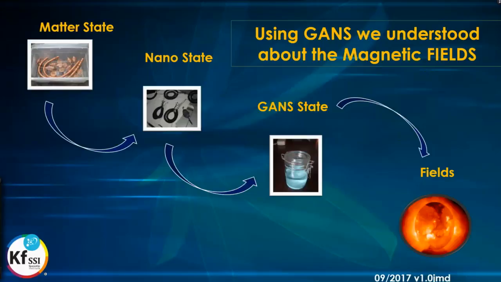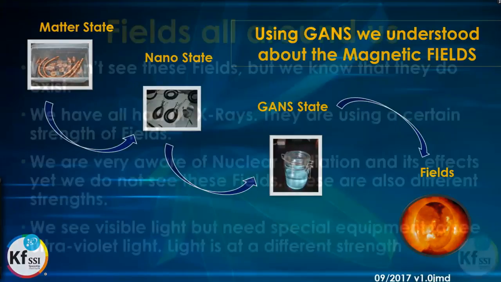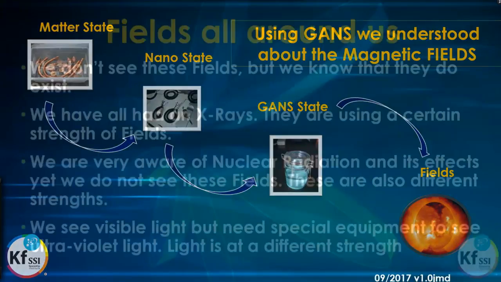And from understanding and working with the Gans materials, we have begun to understand that we are really working with the fields that are generated from these Gans materials. So it's a whole process, starting from the matter state, creating the nano, creating the Gans, and essentially now beginning to work in the fields.